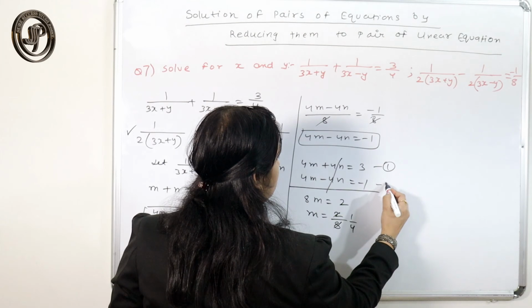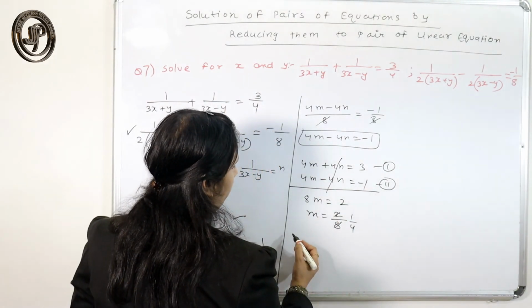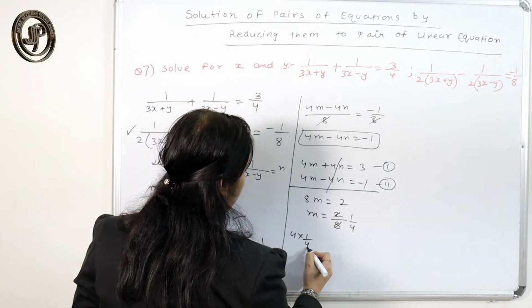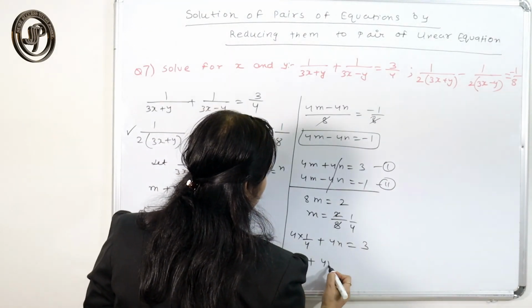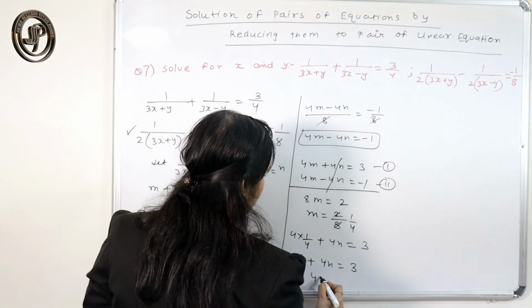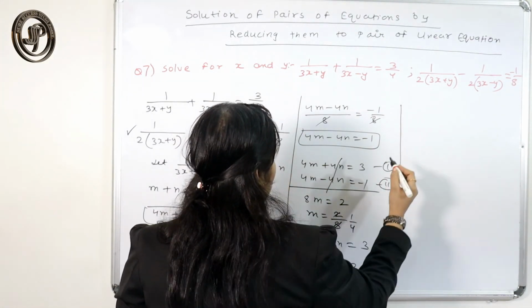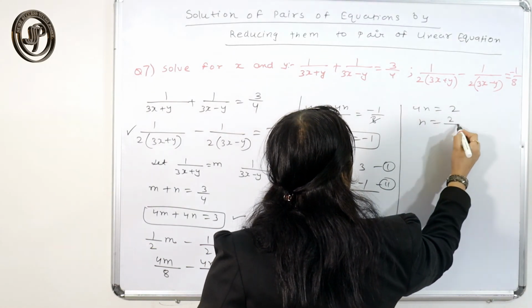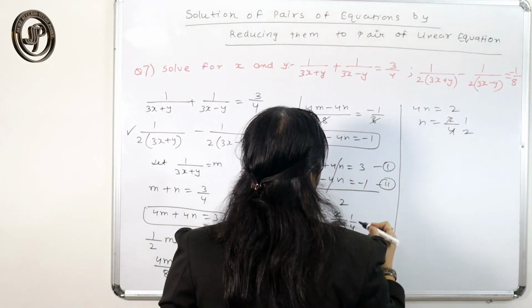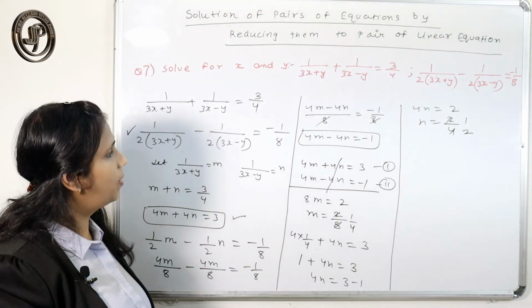Now, if you consider this as equation 1 and this as equation 2, you can substitute the value of m in equation 1. So, 4 into 1 by 4 plus 4n is equal to 3. Here it is 1. So, 4n is equal to 3 minus 1, so 4n is equal to 2. So, n is equal to 2 by 4, which is equal to 1 by 2. So, n will be 1 by 2 and m will be 1 by 4.